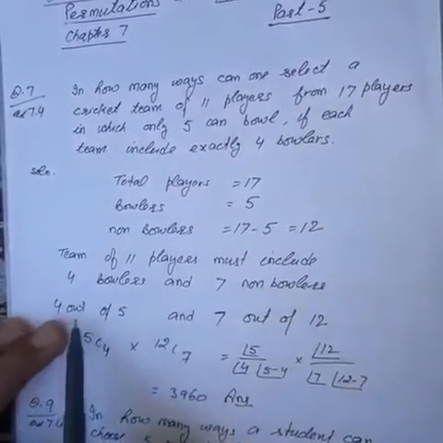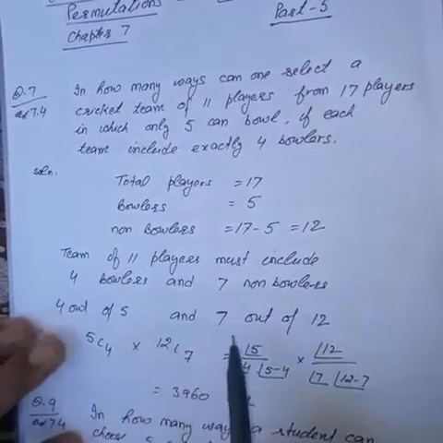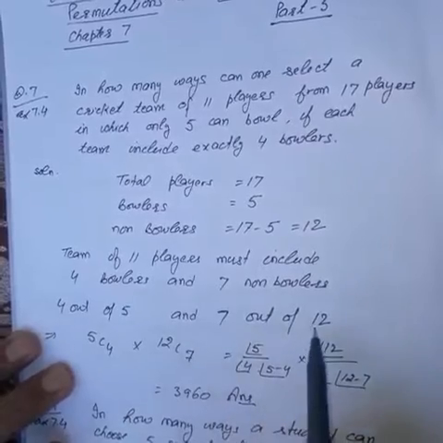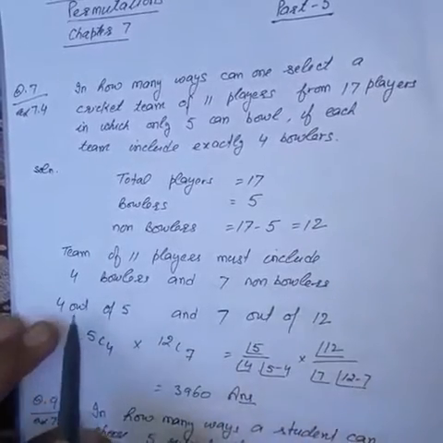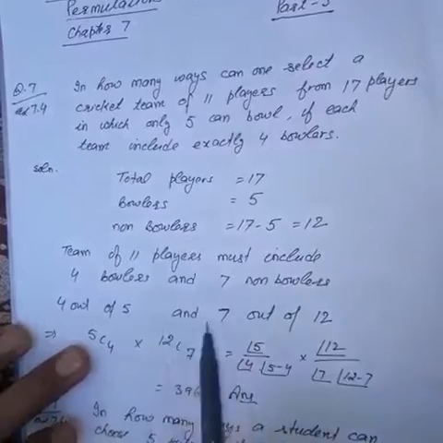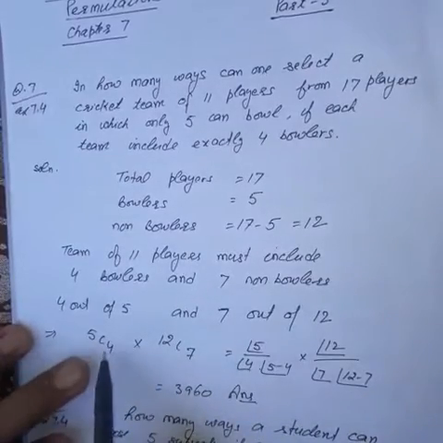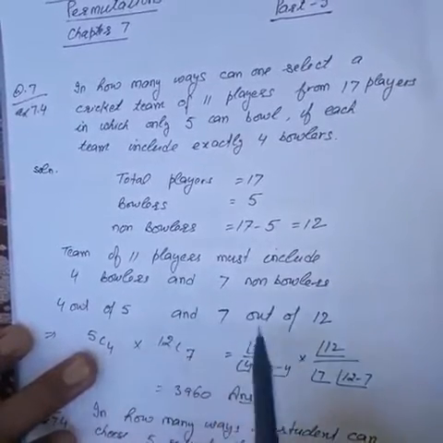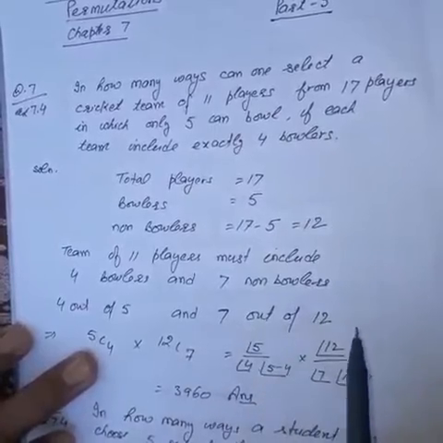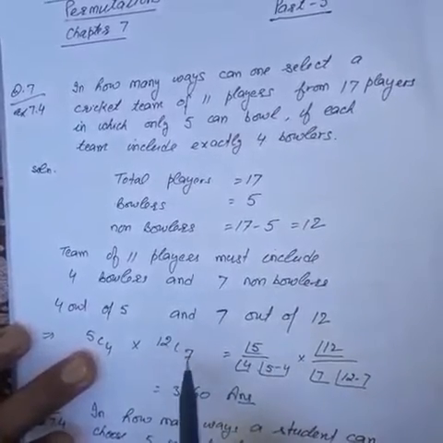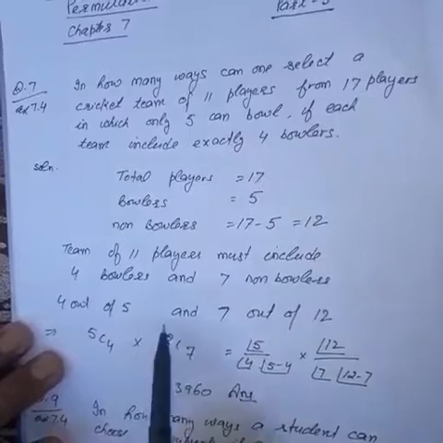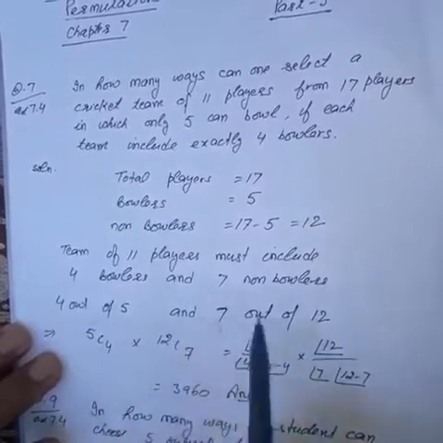Now 4 bowlers out of 5 and 7 non-bowlers out of 12. So it means 4 out of 5 can be selected using combination in 5C4 ways, and 7 out of 12 can be selected using combination in 12C7 ways. So we have to multiply because there is AND between these two.